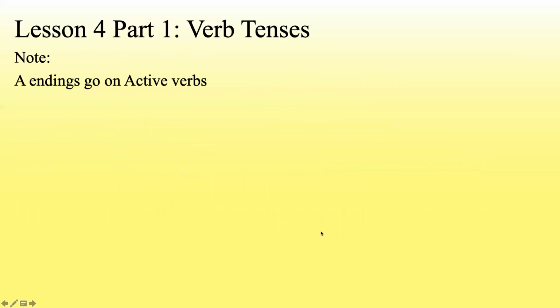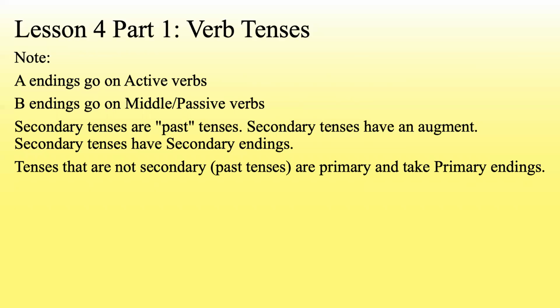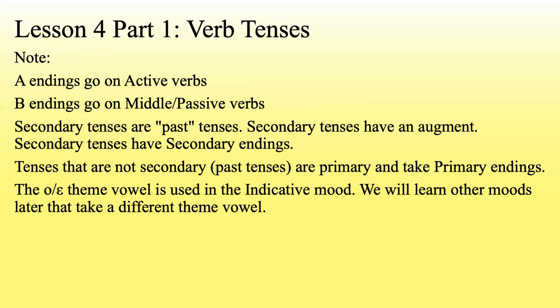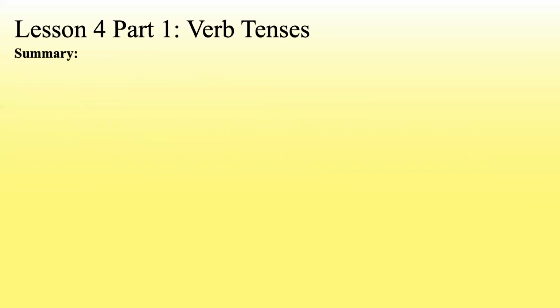So a couple notes: A endings always go on active verbs, B endings go on middle passive verbs. Have that and you'll get the last part right most of the time. Secondary tenses are past tenses. Secondary tenses have augments. Secondary tenses have secondary endings. Get that all together, that'll get a large piece of your puzzle. Tenses that are not secondary or past tenses are primary and take primary endings. The omicron epsilon theme vowel is used in the indicative mood. We'll learn other moods later that take a different theme vowel. That's what that piece means. Don't forget the second stem usually ends with a sigma, but not always.